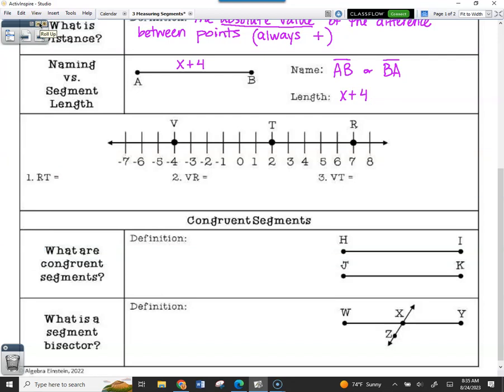So you should have counted five. We could look at it and say to ourselves, it's 7 minus 2. Those are absolute value bars. The absolute value of 5 is 5. All right, I would like you to find the length of VR and VT right now. And you don't have to use absolute value bars if you don't want to. You can just count it.